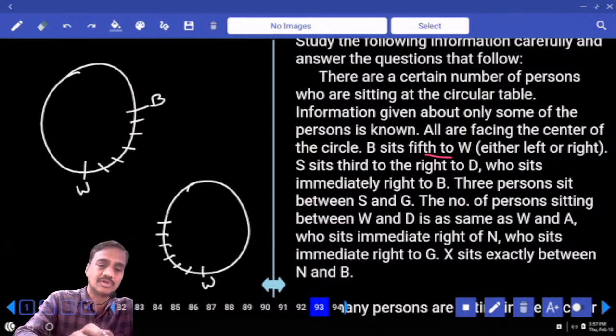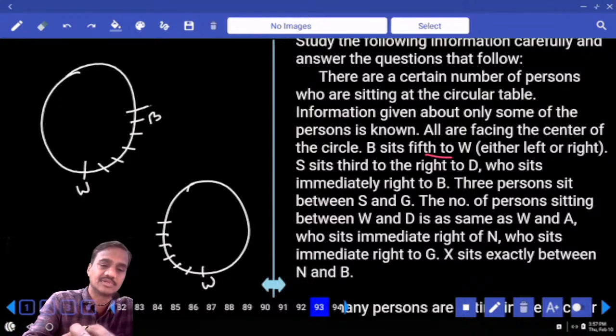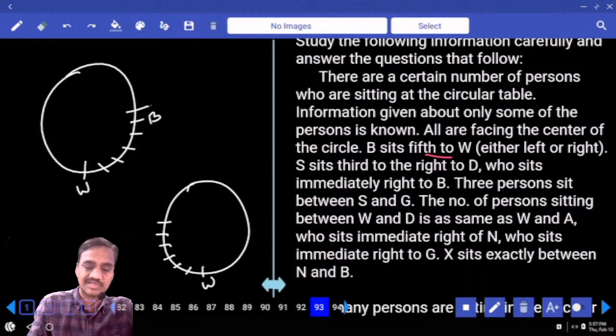1, 2, 3, 4, 5. Now B sits 5th to the right of W. And where should this be? B must be at this place. And together, in between B and W, there must be exactly four people.